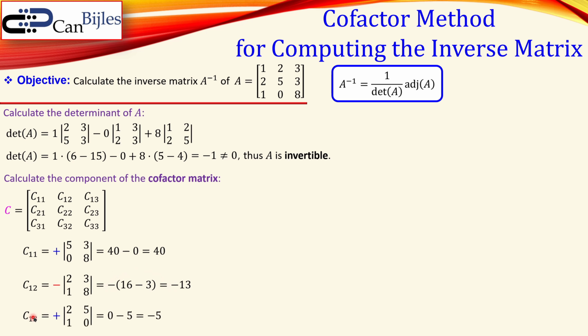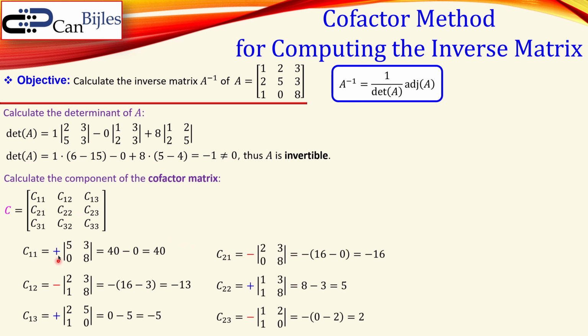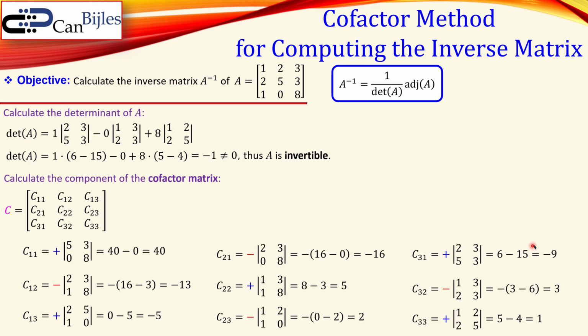Now C13, which is this location, you cross over this column, this row, and 2, 5, 1, 0 is left. So 2 times 0 minus 5 times 1, which is 0 minus 5, so minus 5. In a similar way, you do that for C21, C22, etc. Again, plus, minus, that order needs to be used. And we have now our 9 elements here. Let's see, 40, minus 13, minus 5, that's shown here, minus 16, 5, and 2, that's shown here, minus 9, 3, and 1, that's all shown here. Now we have our cofactor matrix.